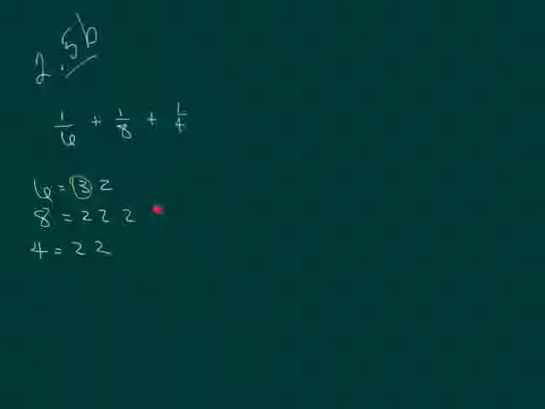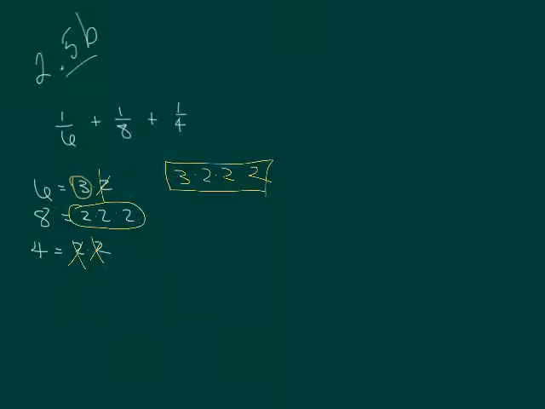Now let's look at the 2. 2 occurs once here, it occurs 3 times here, and it occurs twice here. So we're interested in the one in the row where it occurs the most, which is that one there. It occurs 3 times there. So we cross out the rest of them. We don't want those. So we multiply everything that's circled. 3 times 2 times 2 times 2, and that gives me 3 times 2 is 6, times 2 is 12, times 2 is 24. So my common denominator for these fractions is 24.